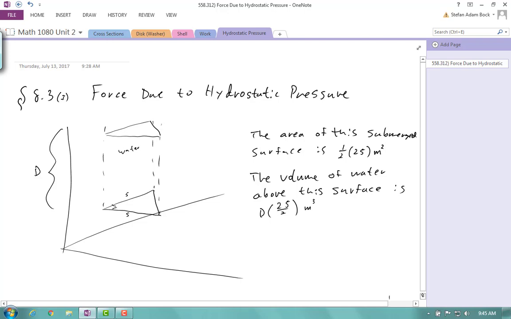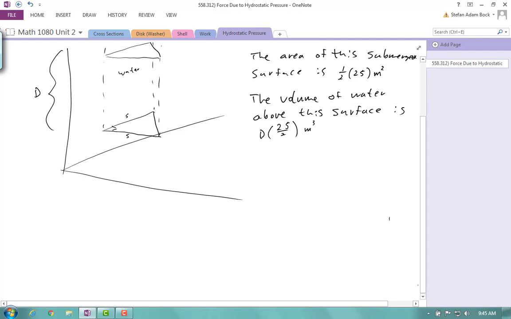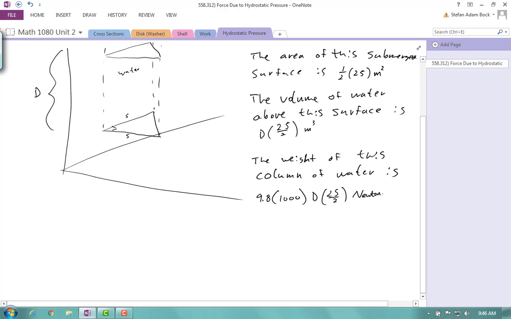So if I multiply by the density of water, I'll have the total mass of water, or the total weight of water if I add on 9.8. So the total weight of the column of water is going to be 9.8, which is gravity, times 1,000, which is the density of water in kilograms per cubic meter, times the volume of the water, and that is going to end up being in newtons. So that is the total force due to hydrostatic pressure on the top of this plate.